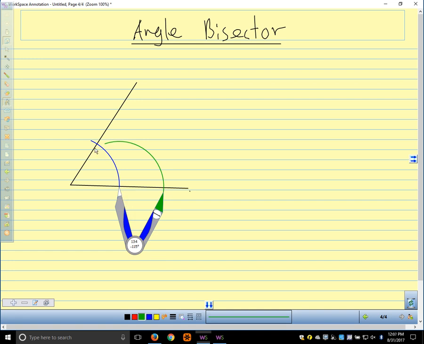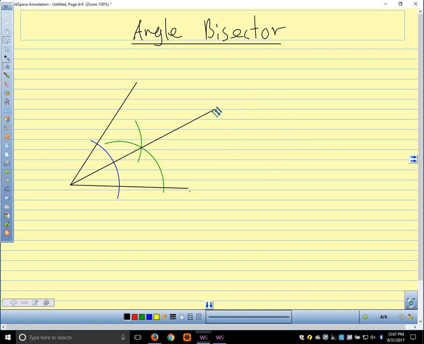Move the compass to the other side where the arc crosses the ray. Make an arc. Those two should cross. And then with your straight edge, you're going to connect the vertex to the point where they cross. And now I've bisected that angle. So very similar to the segment bisector.